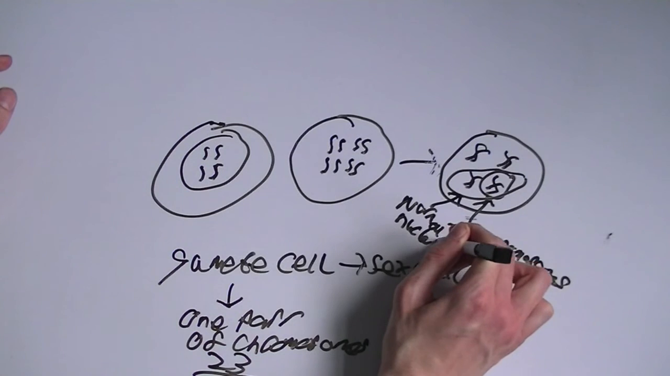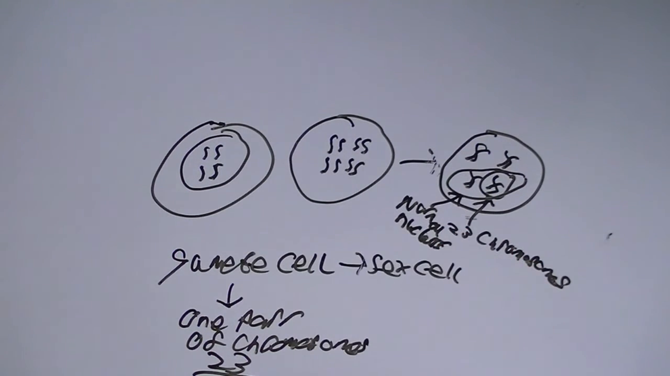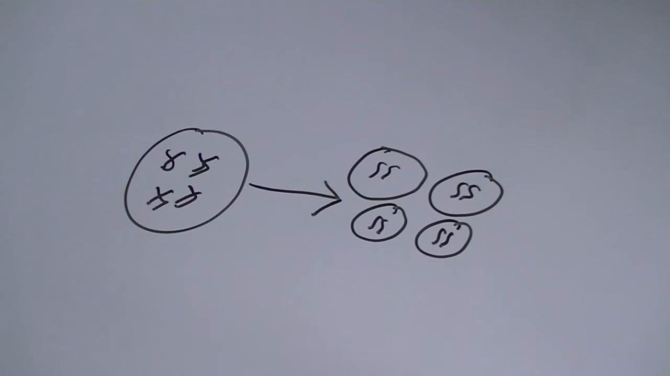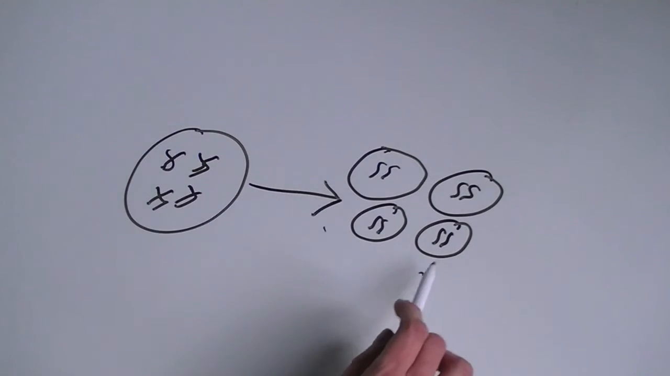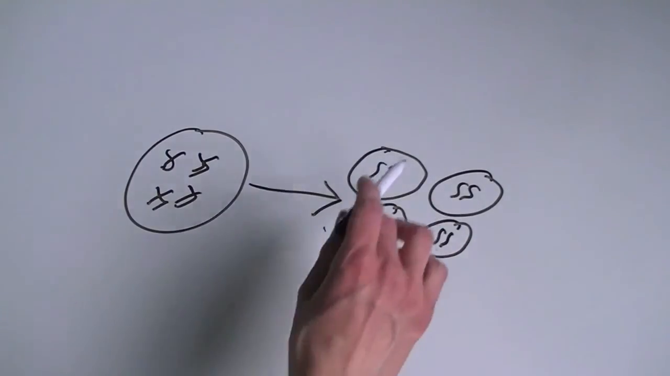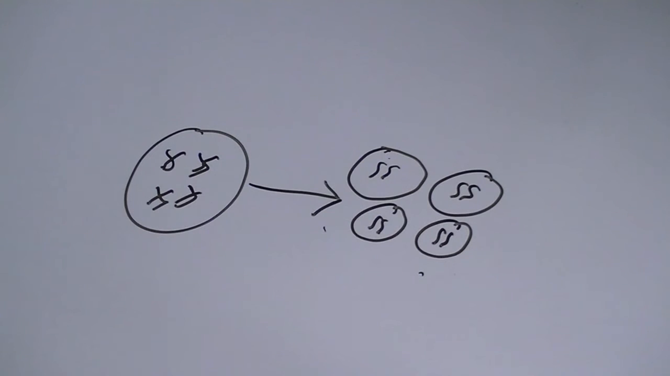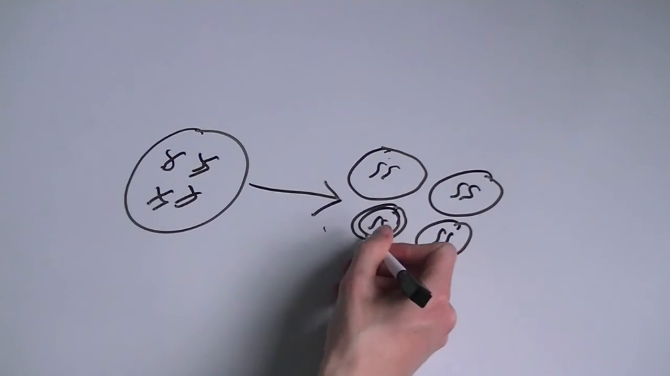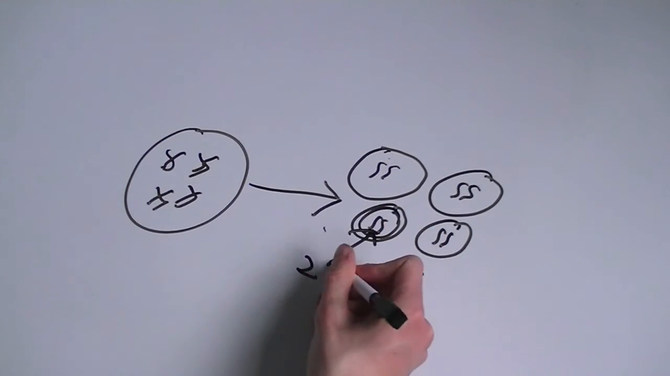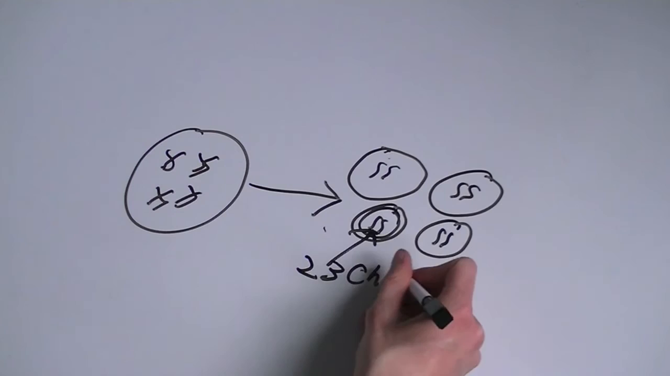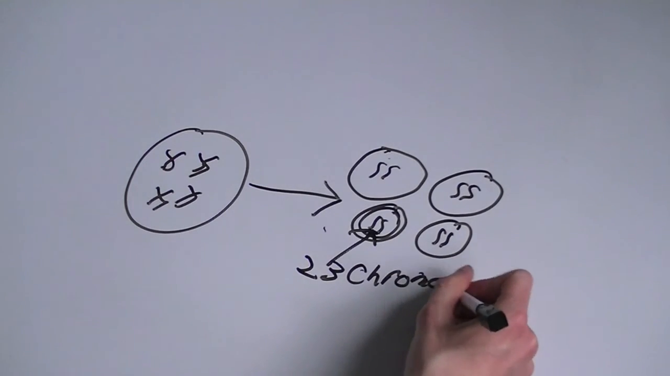Now you may be thinking, well, it's got a lot of chromosomes. Why is it doing this? Surely it should have less. Well, this time it splits twice to make 4 cells, or 4 different nuclei, okay? And each of these will have 23 chromosomes.